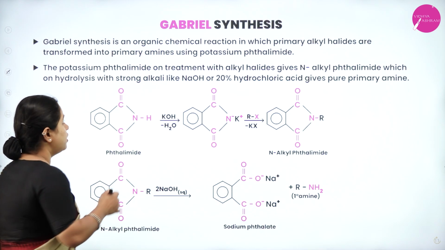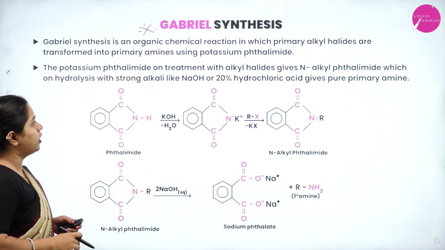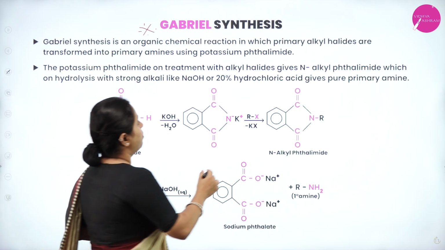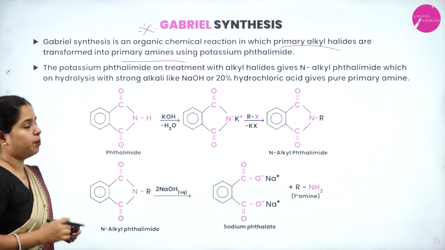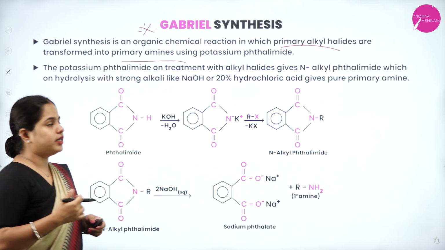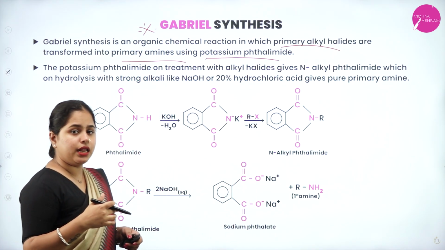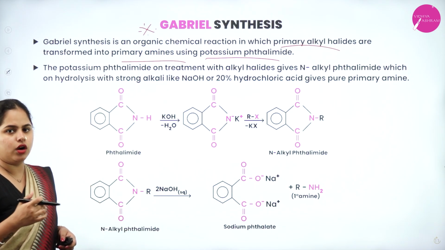Okay, so this is a very important reaction. Gabriel synthesis is an organic chemical reaction in which primary alkyl halides, okay, primary alkyl halides are transformed into primary amines using potassium phthalimide. So it is by using potassium phthalimide, so it is also called as Gabriel phthalimide synthesis. Okay, so P here is silent, we call it as phthalimide.